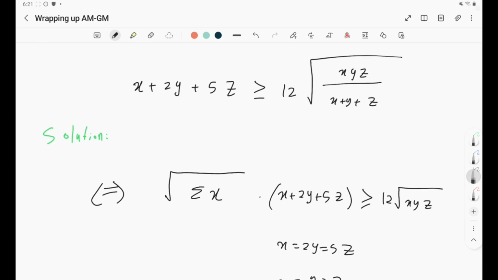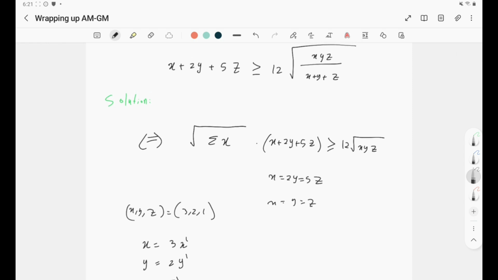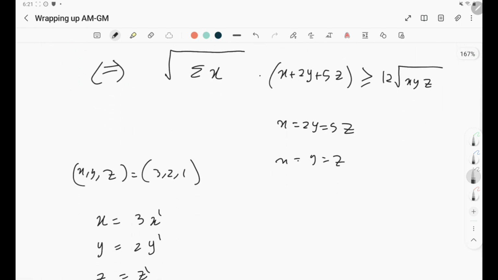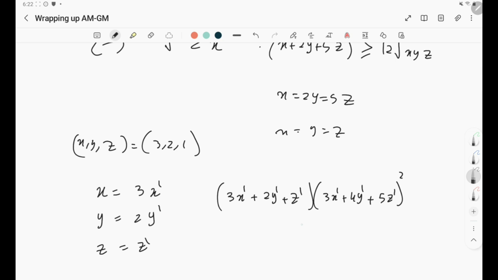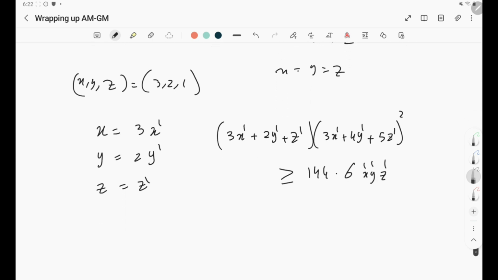Anyway, let's now write basically the new inequality in terms of that. Actually, let's write it from here. It will be much simpler. So we have the root. Actually, let's even square it. It would be even more beautiful. So if we square it, we will have 3x prime plus 2y prime plus z prime. The other thing is actually squared, but it is anyway 3x prime plus 4y prime plus 5z prime squared, and we need to show that this is greater than 12 squared, that is 144, times, okay, now we have 6x, y, z, all primes. Okay, so now we simply need to prove this inequality.